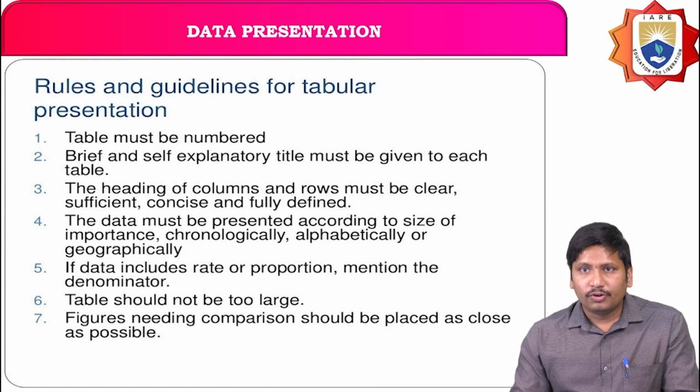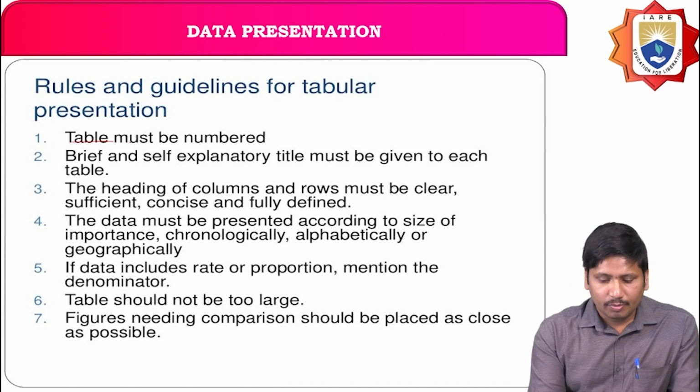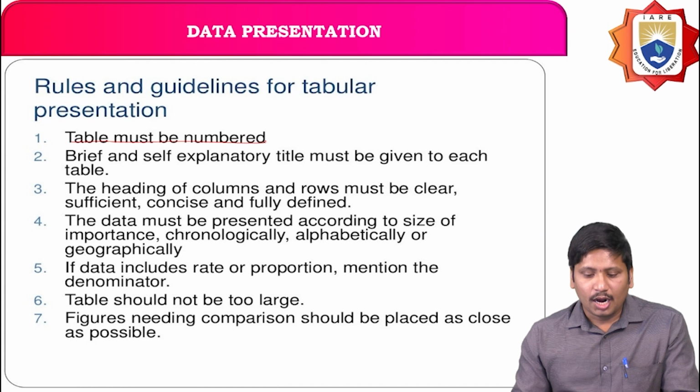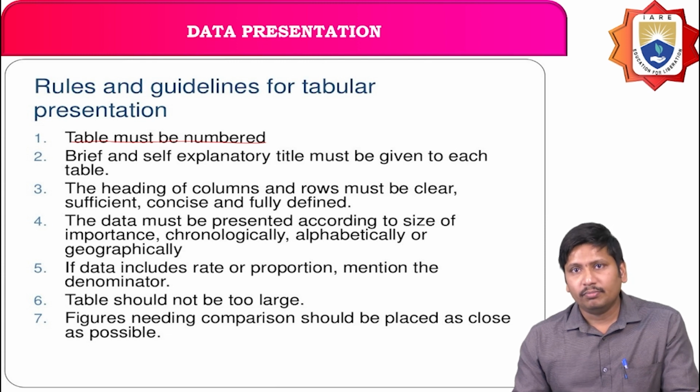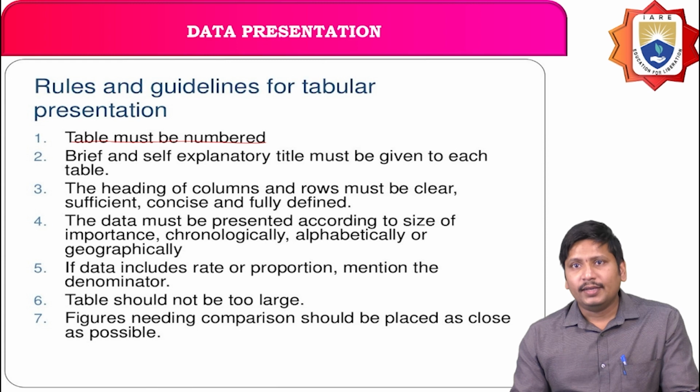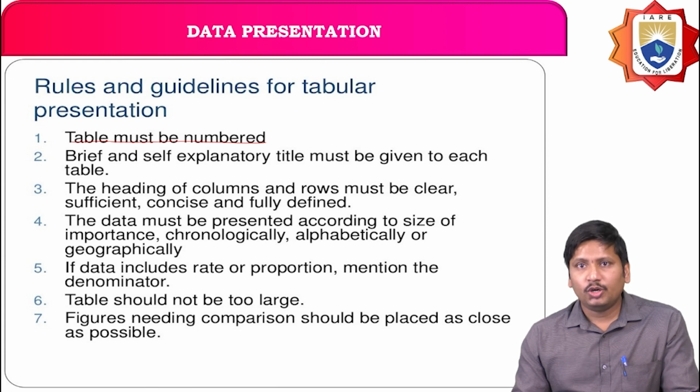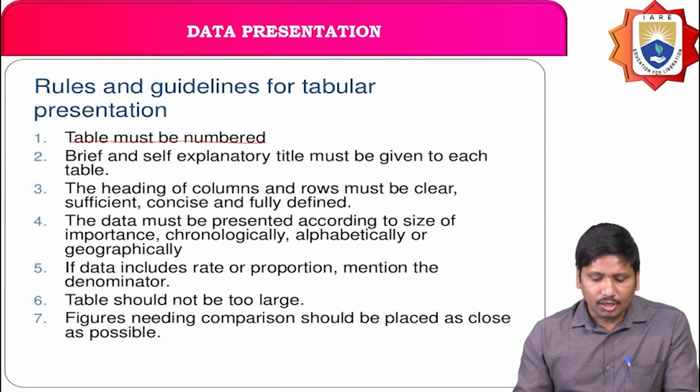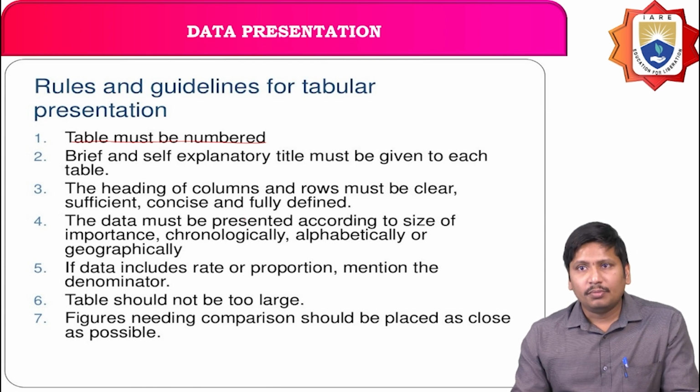We'll see now. So the first one is that the table must be numbered, right? So whatever table I'm preparing should be numbered, and then a brief and self-explanatory title should be given to each table, right? Since we are going to maintain several tables, for each table we are going to create some number, and a brief and self-explanatory title must be given to each table, and the headings and columns and rows must be clear, sufficient, concise, and fully defined.